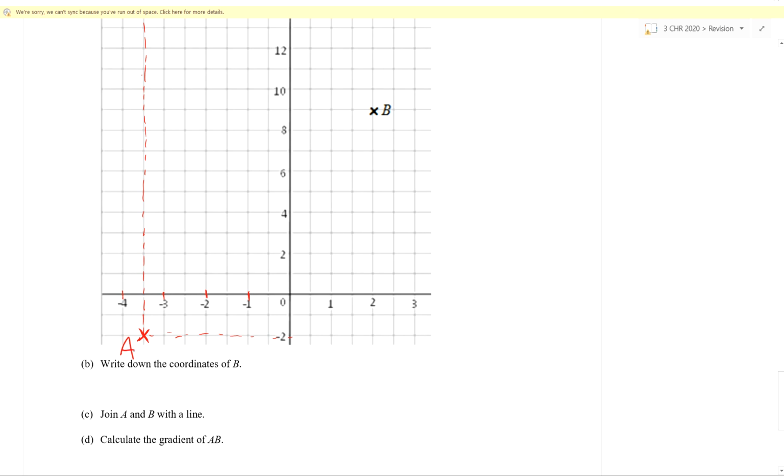If you have this, give yourself 1 mark for point A. The x coordinate is between -3 and -4, the level is at level -2. So next, write down the coordinates of B. Check out the block. It is at block 2. It is at level between 8 and 10, so level 9. So for part B, 2, 9. That is 1 mark.